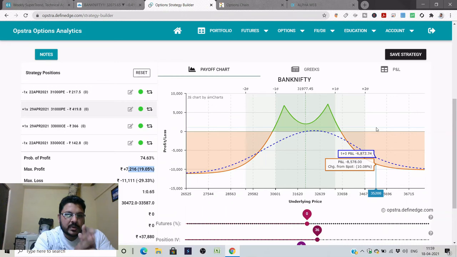So that's how simple it is. Do this for 20 trades and see what kind of results you get. You'll be surprised to see the results. The results will be very good for this.